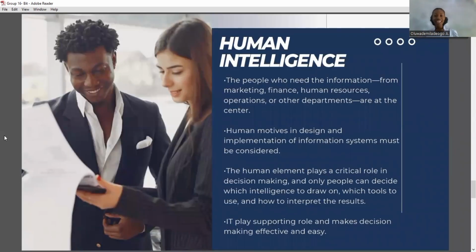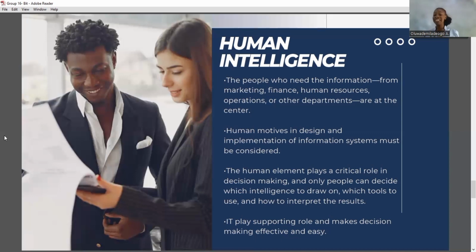Then, very important, human beings play very important roles in business intelligence. As much as we need information, we use IT to generate information for decision making. Human beings are very important and they play important roles. So the people who need information, that could be from the marketing department, finance department, human resource department, and other departments, are very important in business intelligence.